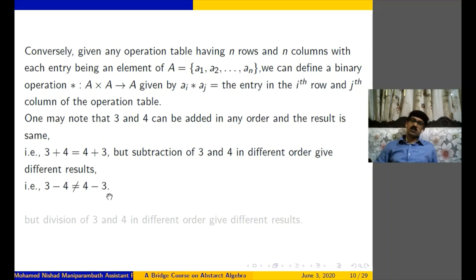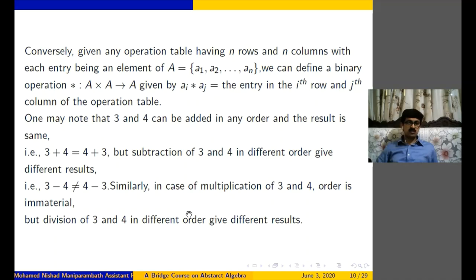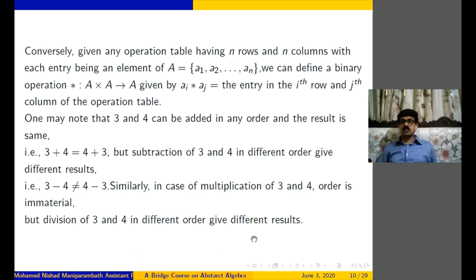Similarly, in the case of multiplication, 3 and 4 have no problem. The order is immaterial. 3 into 4 is equal to 12 and 4 into 3 is equal to 12. But in the case of division, 3 and 4 in a different order give different results. That is, 3 by 4 is not equal to 4 by 3. Thus, for addition and multiplication, the order is immaterial.